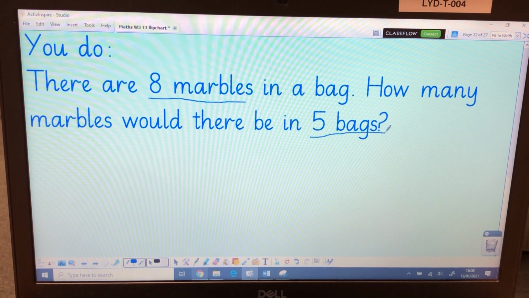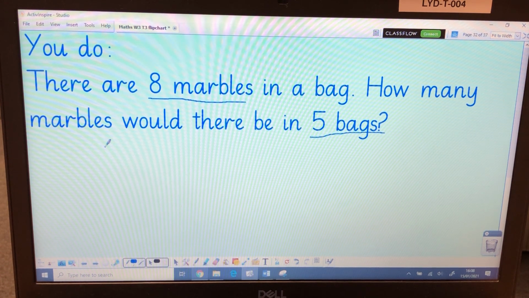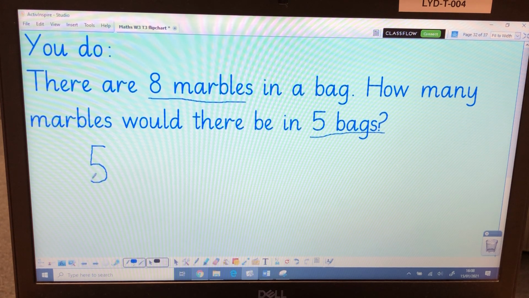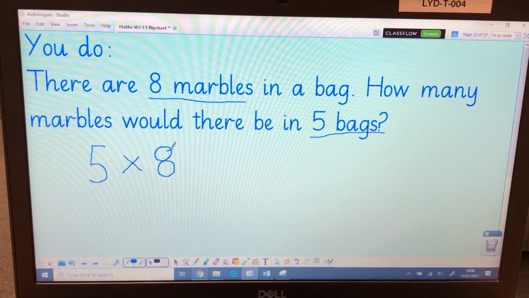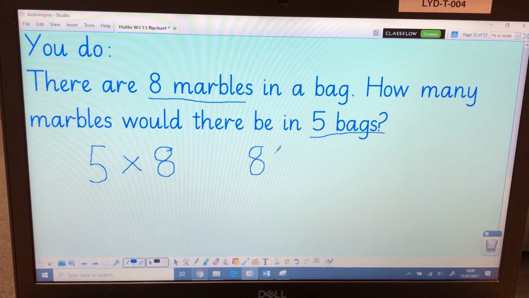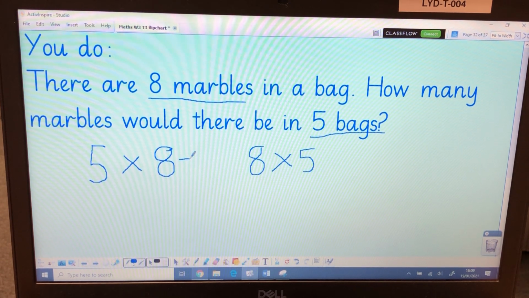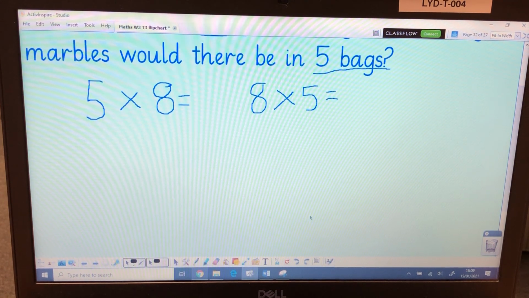So there are 8 marbles in a bag. How many marbles would there be in 5 bags? So I've got 5 groups. I've got 5 bags, haven't I? And I've got 8 in each group. So you can have 5 times 8, or you could have written 8 times 5. And your array would look slightly different depending on what sum you've written down. Okay. So let's draw the array for 5 times 8 and see what the answer is.